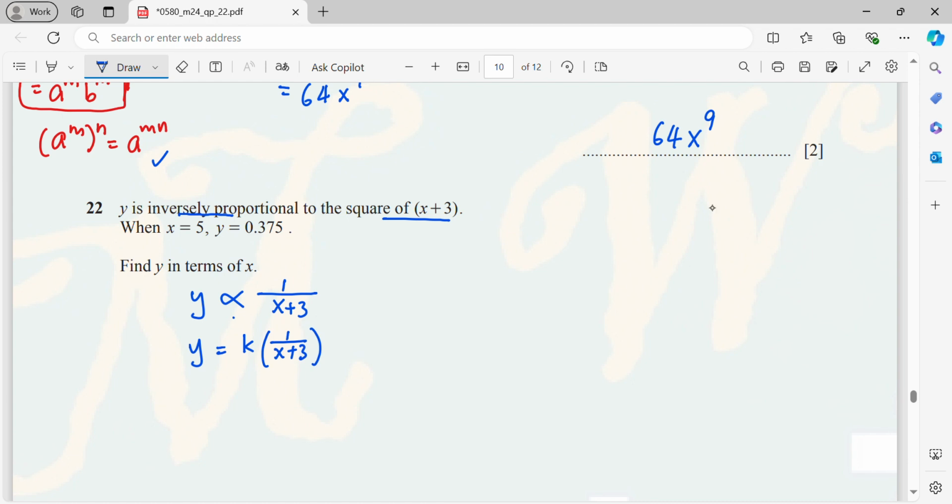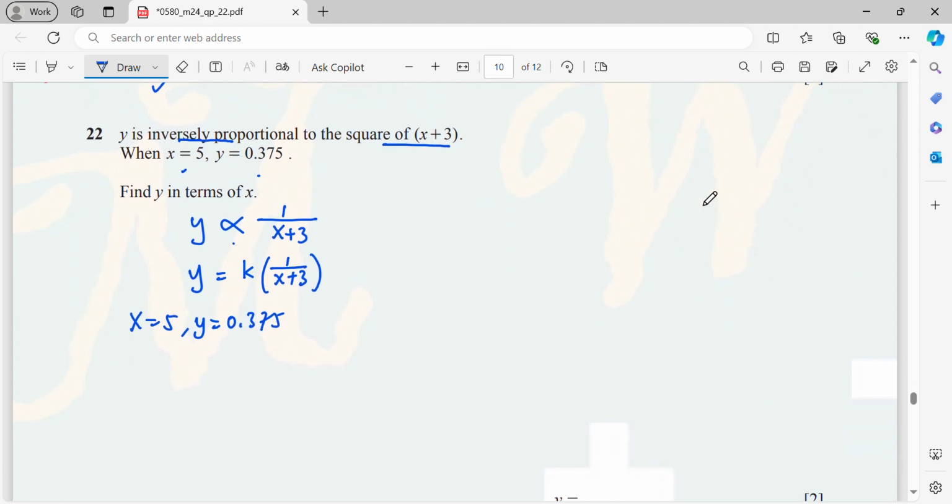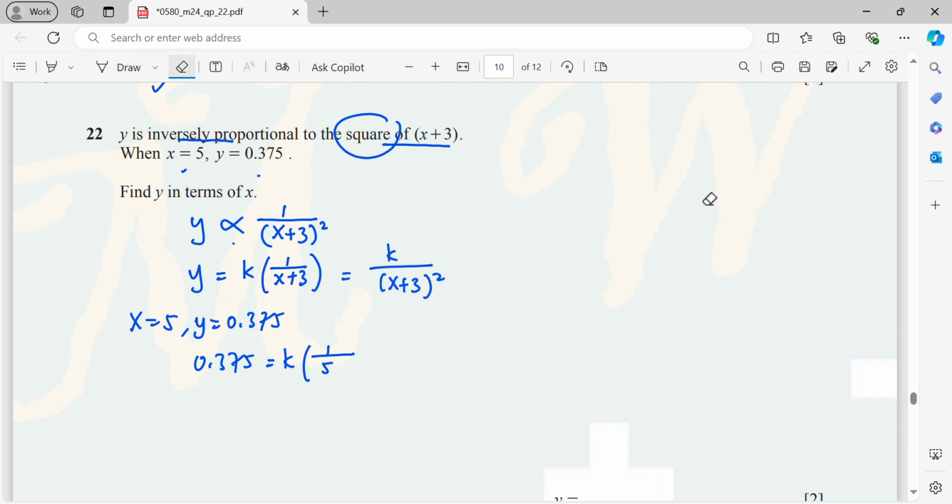Then given x and y, so x equals 5, y equals 0.375. These two values are for you to calculate the k value. So 0.375 equals k times 1 over 5 plus 3. Oh, sorry, square. I missed out the square. So I will write in this form, or you can just write k over x plus 3 squared.